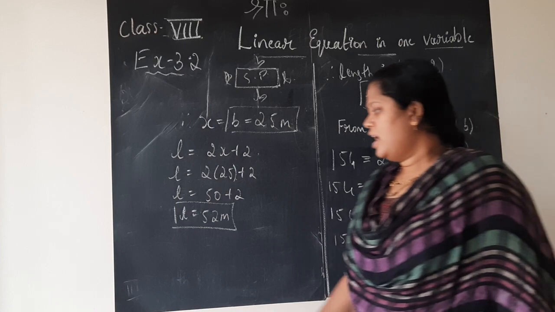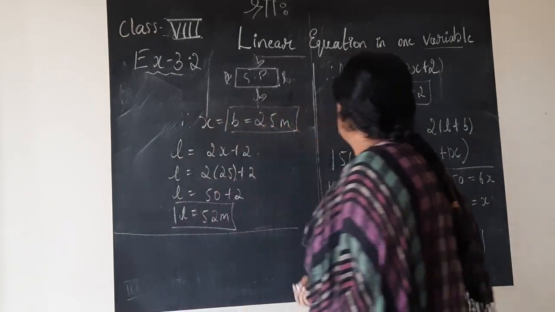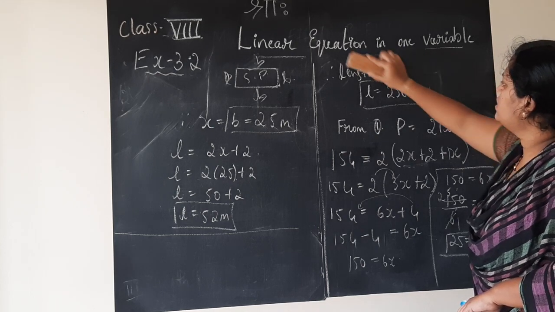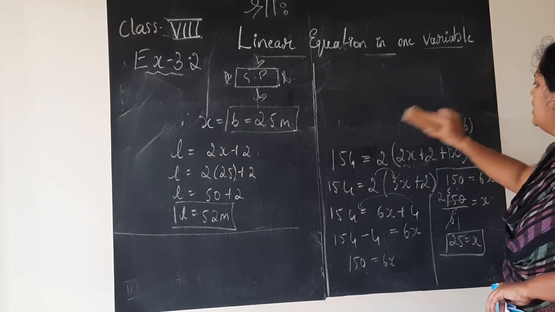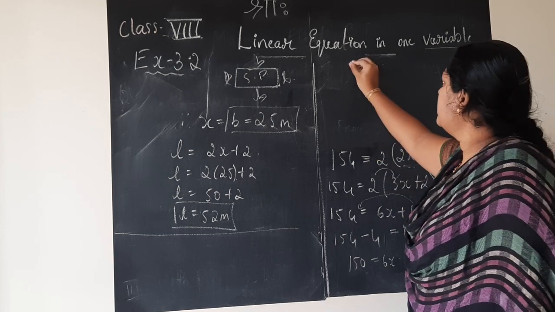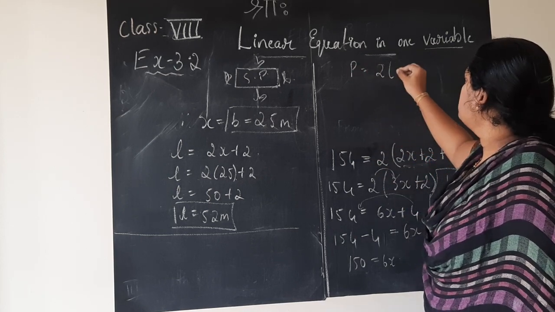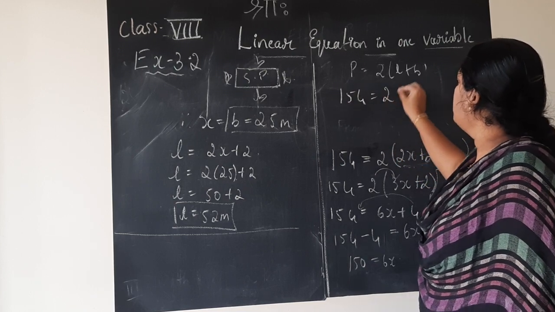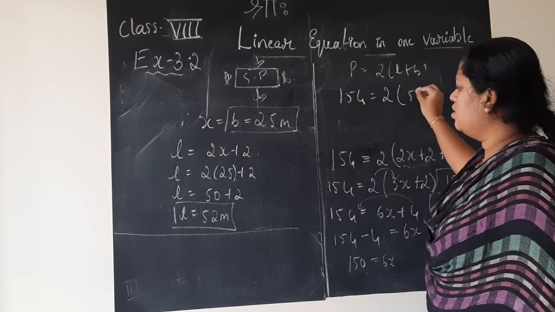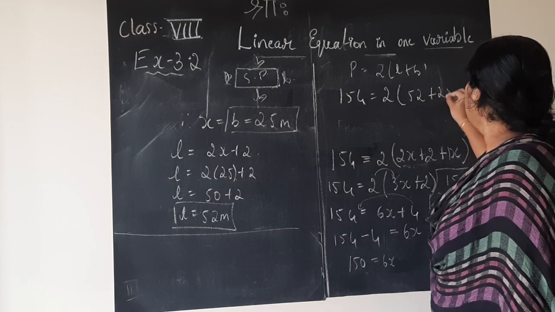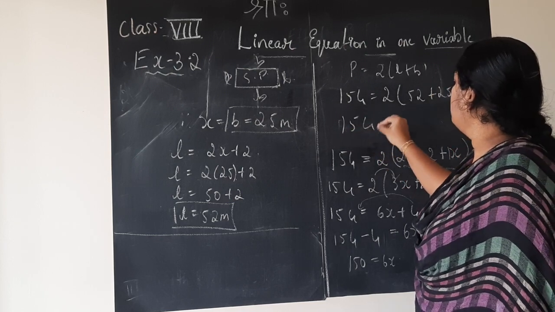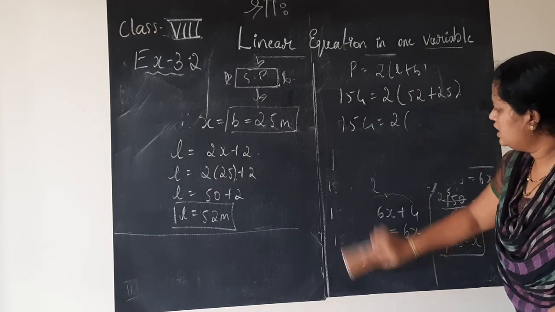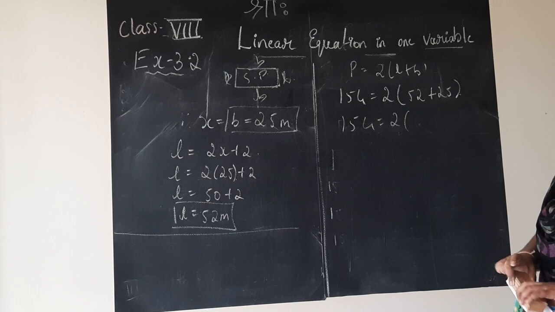Again, if you want me to show the verification, I will substitute in the formula and show you, children. The formula for perimeter is P is 2 times of length plus breadth. What is given as perimeter? 154 is 2 into length, which we got as 52, breadth 25. So 154 is equal to 2 into how much is 52 plus 25? Is it not 77? Correct?